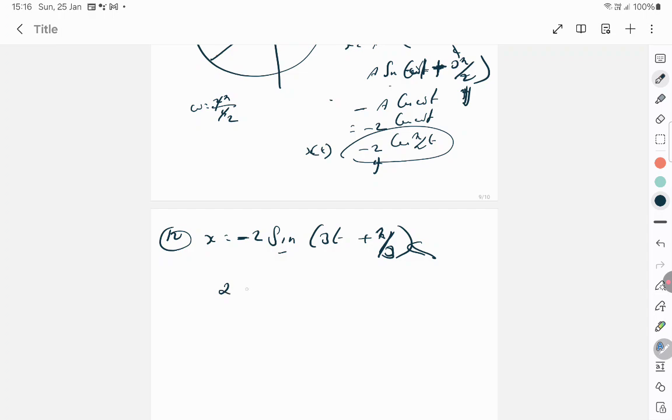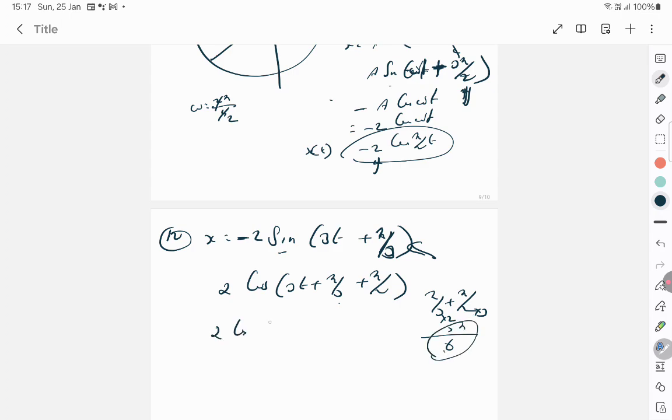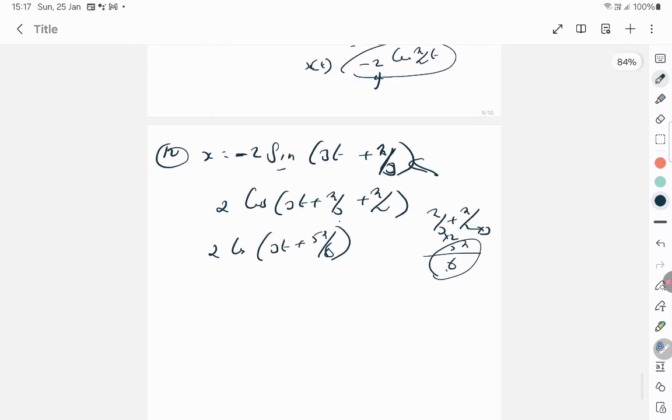Can I just take it as 2 cos of 3t plus pi by 3 plus pi by 2, because a cos of 90 plus theta will definitely be minus sin theta in the second quadrant. So if I write it like this, these two will be pi by 3 plus pi by 2, which will be over 6 into 2 into 3. Can I write 5 pi by 6? So it will be 2 cos of 3t plus 5 pi by 6. What is 5 pi by 6? It's actually 5 into 180 by 6, 150 degrees. So this is my phase angle.